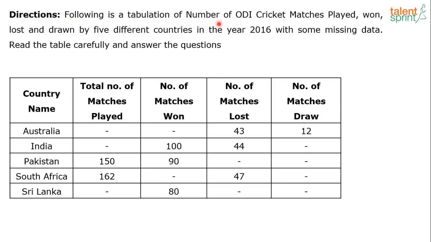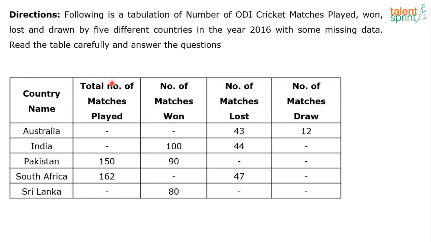Following is a tabulation of number of ODI cricket matches played, won, lost and drawn by 5 different countries in the year 2016 with some missing data. Read the table carefully and answer the questions. So here's the table, very simple table. It talks about 5 countries, Australia, India, Pakistan, South Africa and Sri Lanka.